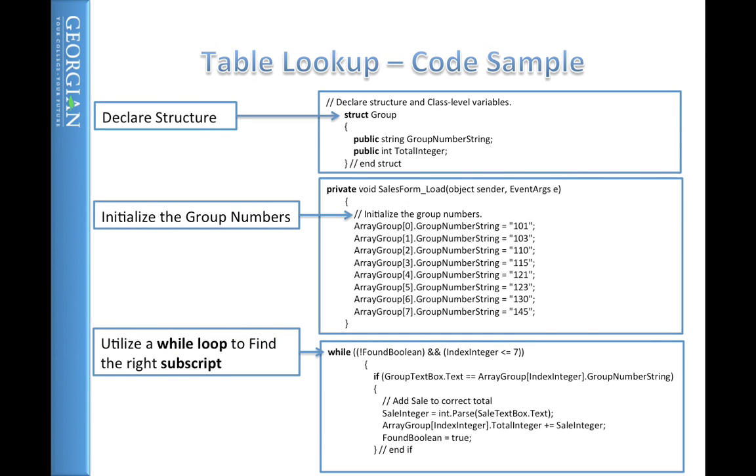So the structure has two elements, right? There are two data types. The structure itself is a container, and this container is called group. Inside group, you have a string and an integer. There is no key value pair, so to speak. But if I create an array of this structure called array group, each element of the array has two variables linked to it: one called the group number, and the other called the total integer. So in effect, you're building a key value pair relationship. But you're not doing it through a dictionary, you're doing it manually. Yes, it's ugly.